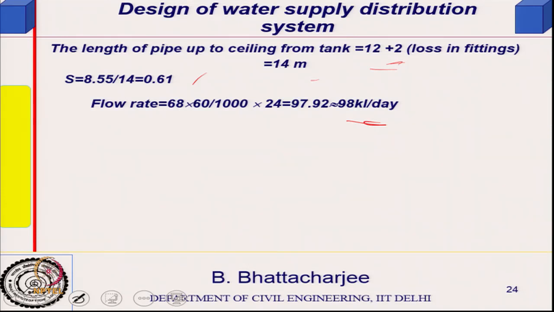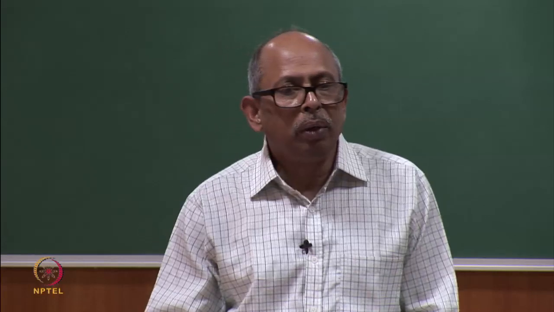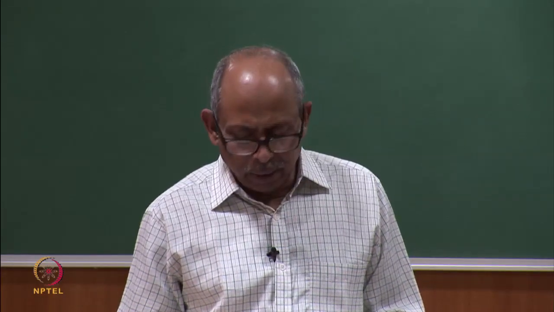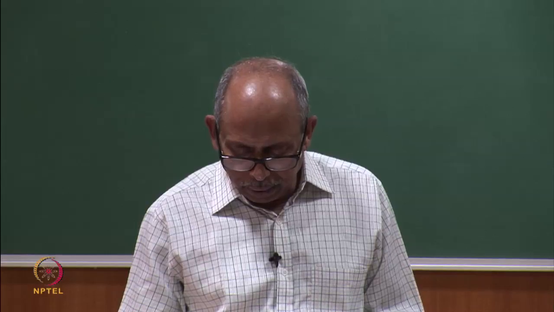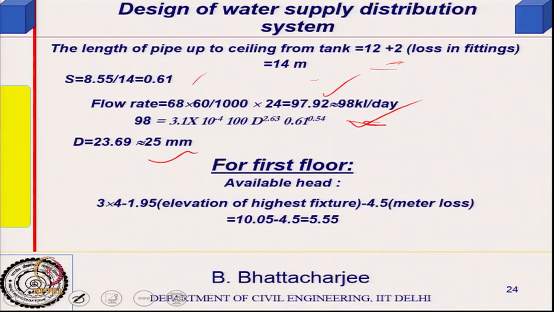This comes out to be 4.0 something multiplied by 24. We calculated this out to be 4.080 kiloliter per hour. Multiply this by 24, how much will it come to? It comes to 97 point something, 97.92, 98 kiloliter per day. So put it in the formula, find out the D. So the next higher size is 25 mm. So that is it for first floor available head.